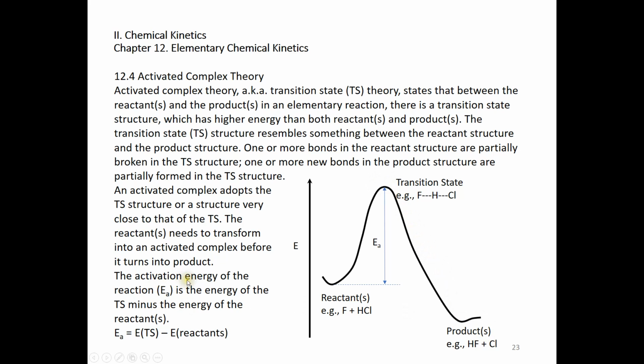The activation energy of the reaction is the energy of the transition state minus the energy of the reactants, denoted by E sub A. This is the activation energy. It's the energy of the transition state minus the energy of the reactants. So it simply means the reactants must get some additional energy, this much, to overcome the barrier and form the products. We have the equation over here.